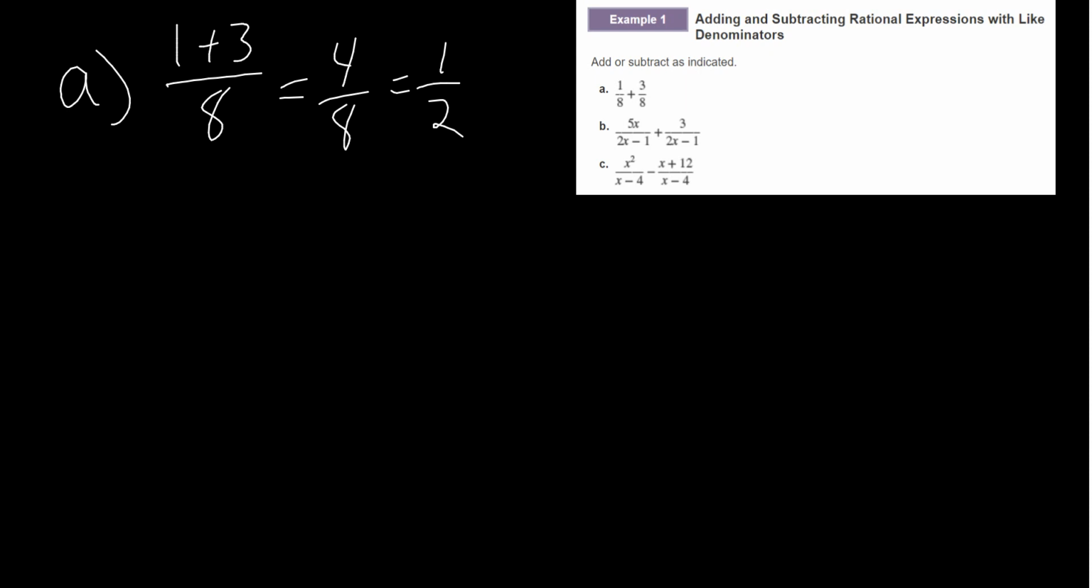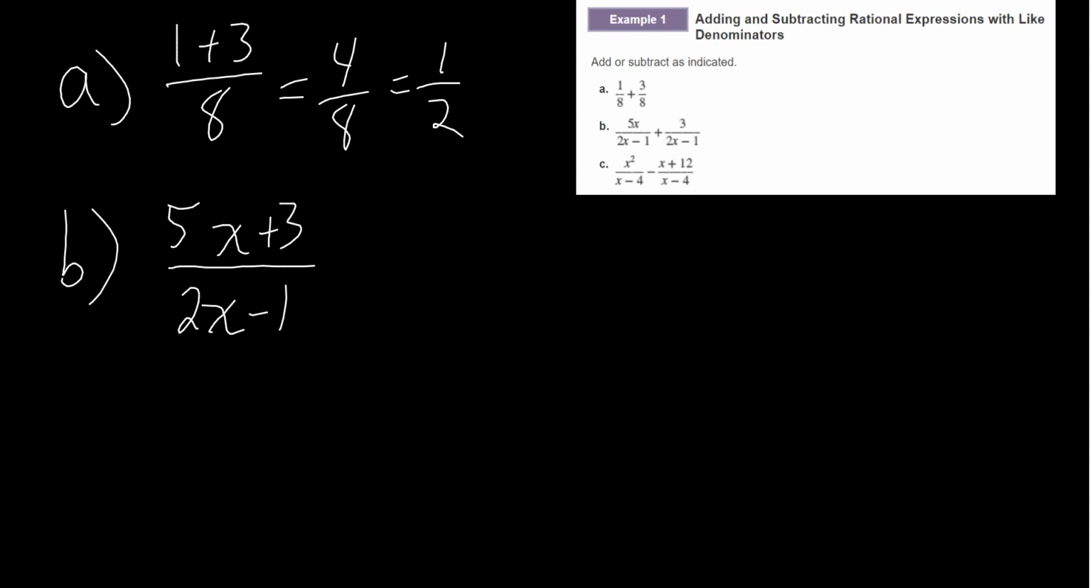B, looks like we have that common denominator of 2x minus 1, so we can just simply say 5x plus 3 over 2x minus 1, and I guess that's it. There's nothing that can be done. It's already in lowest terms, right? And then C, let me just make sure that's fair.